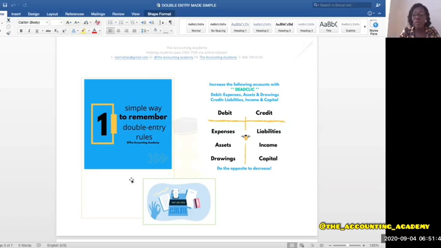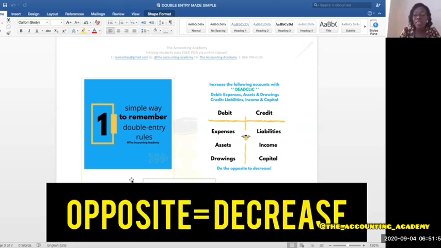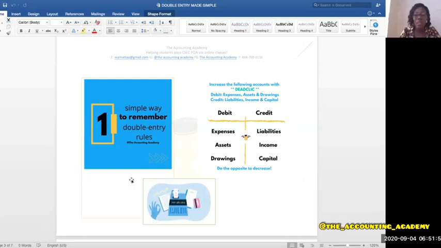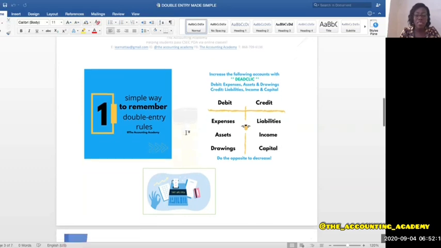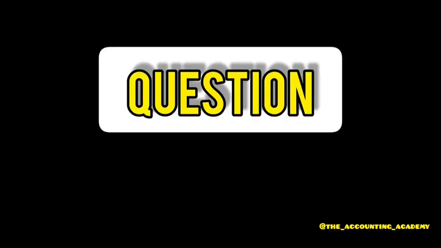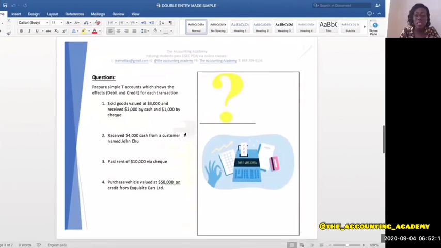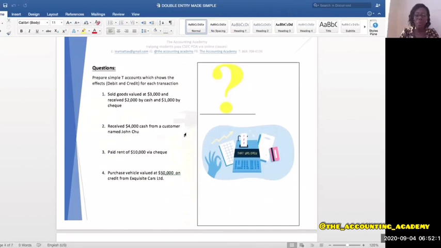And obviously, if you know what to do to increase it, then all you've got to do is the opposite to decrease it. Yeah? So remember DEAD CLIC. That's all you need to remember when it comes to double entry rules. Debit expenses, assets, and drawings to increase them, and credit liabilities, income, or capital to increase them. That was easy, right? That's it.